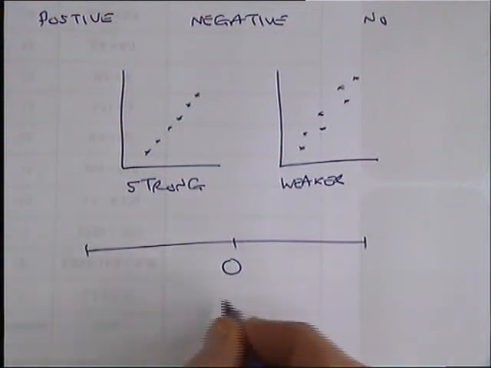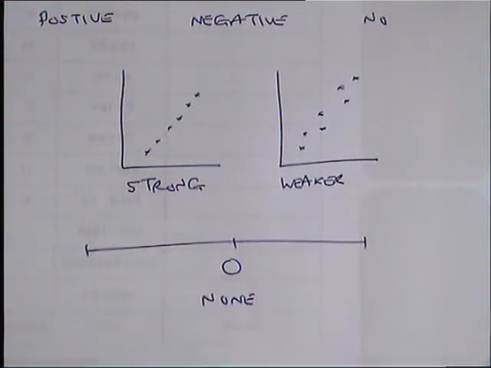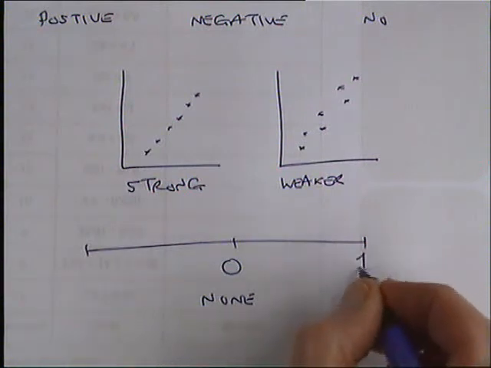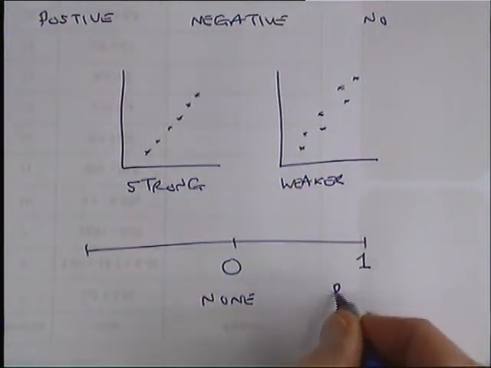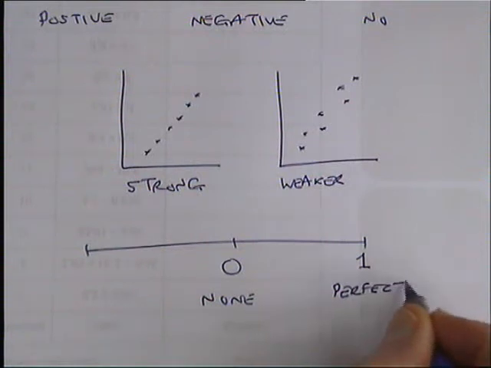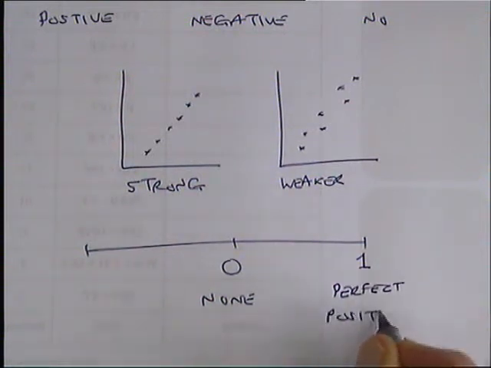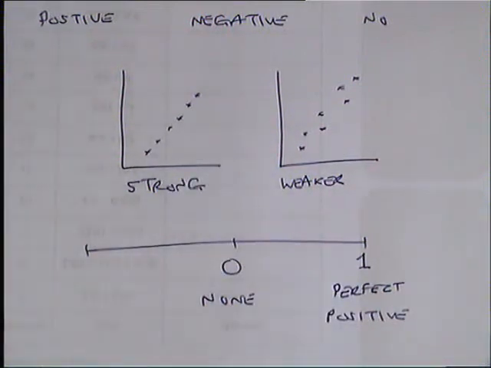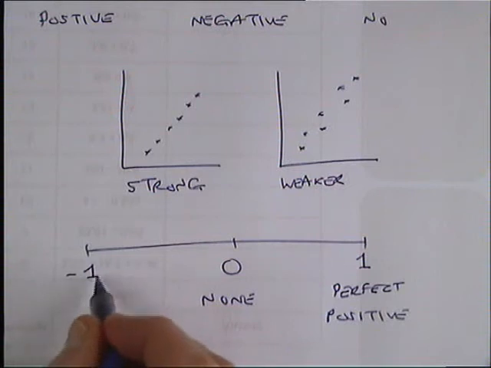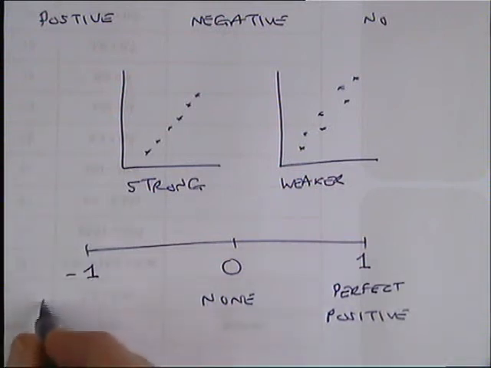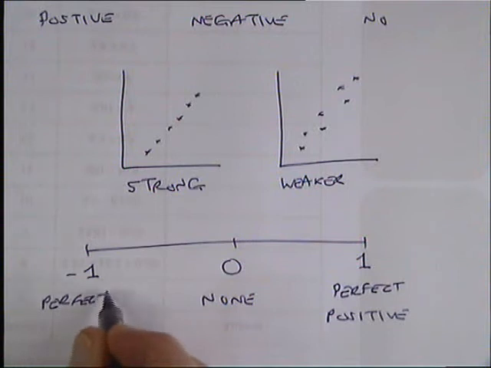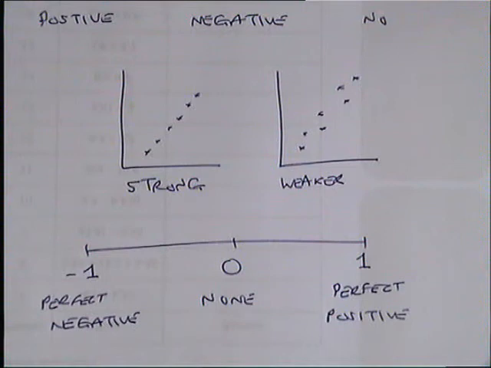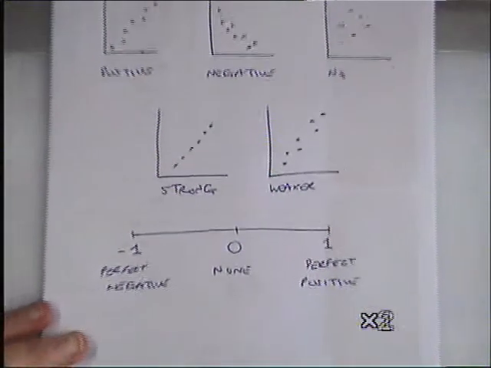A correlation of 0 means there is no correlation at all. A correlation of 1 means there would be perfect positive correlation. That would mean all the points were actually dead on a straight line and it was going uphill. A value of -1 would be perfect negative correlation. It would be a perfect straight line going downhill, and then everything else is somewhere in between those two extremes.